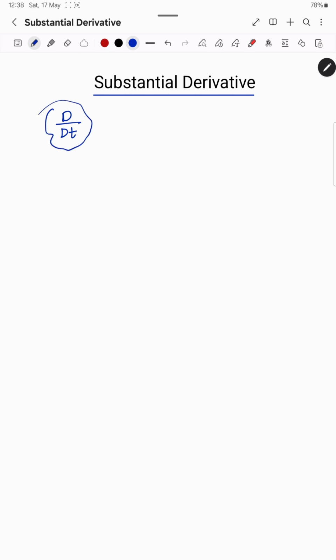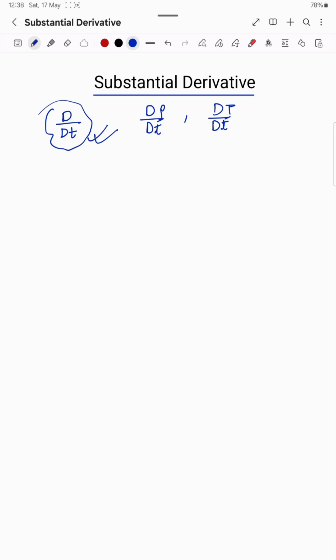So suppose we want to write the substantial derivative of any property. Let's take density. We can write D by Dt of rho, where rho is for density. Similarly, if you want to write the substantial derivative of temperature, we can write D by Dt of temperature. So this is basically the symbol for representing substantial derivative. Now let's look at the meaning of substantial derivative.